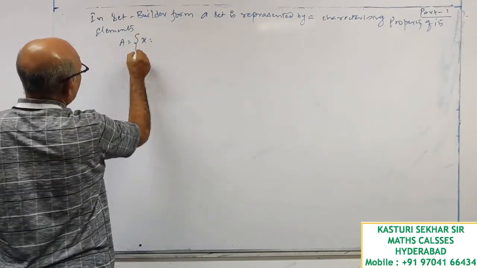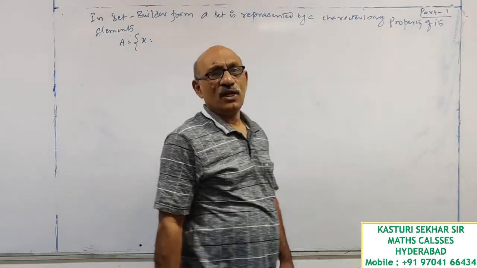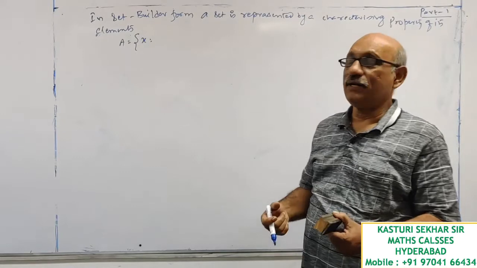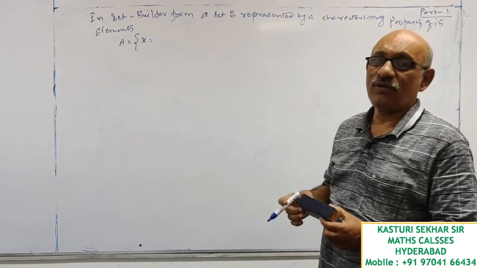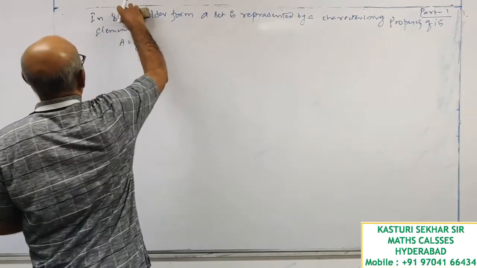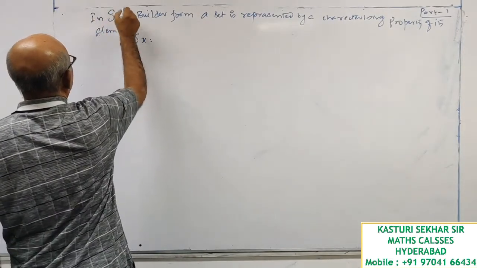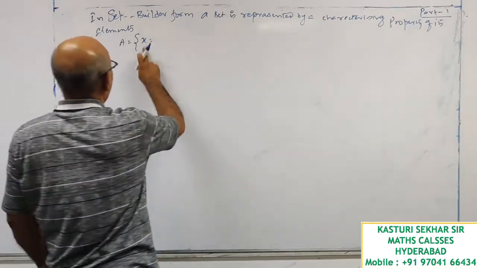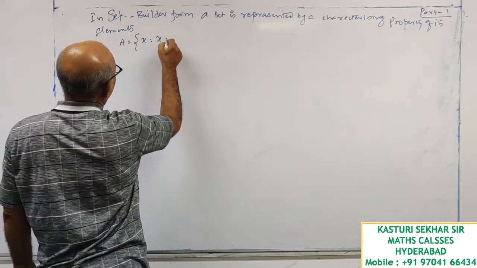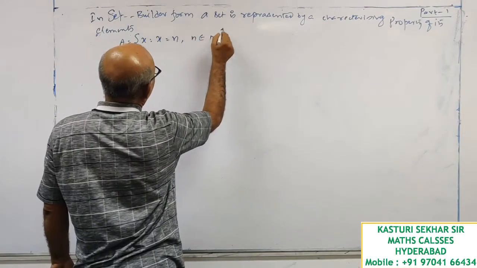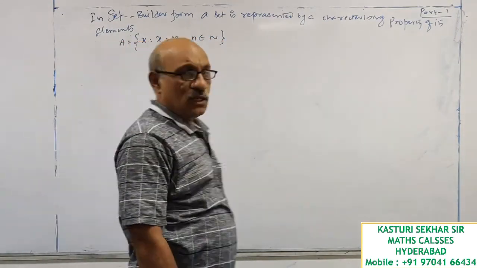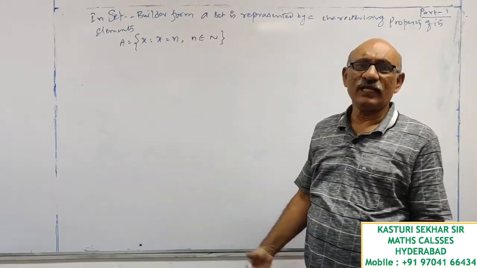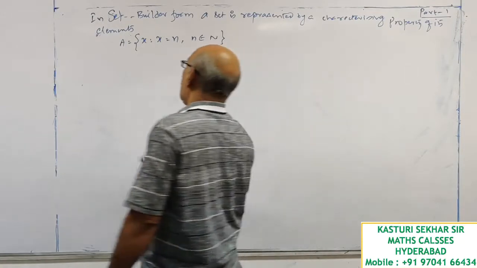A is a set. Here, instead of listing the elements, you are saying in which way elements can be generated. In a set builder form, what I am doing? I am representing the way in which elements can be generated. x is an element in this set. How will I get x? x is equal to n, n belongs to natural numbers. So, when I am taking natural numbers 1, 2, 3, 4, the elements are automatically generated.